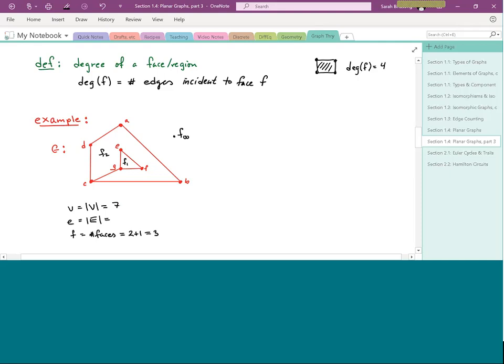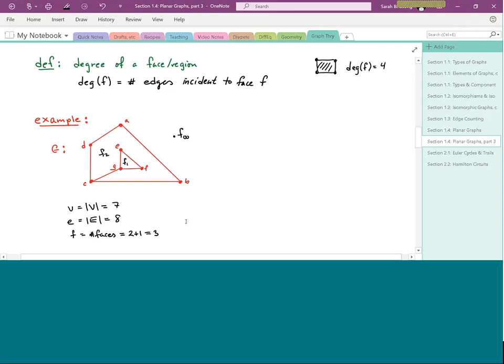I'm getting 8 for edges. You guys get 8 too? 1, 2, 3, 4, 5, 6, 7, 8. And as long as I didn't miscount, it looks like there should be 7 vertices. If that's wrong, somebody shout out.